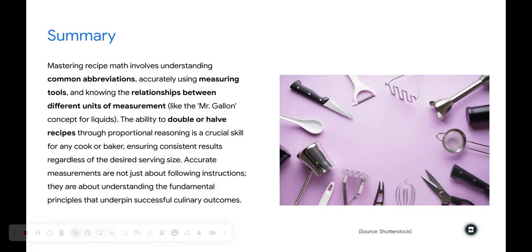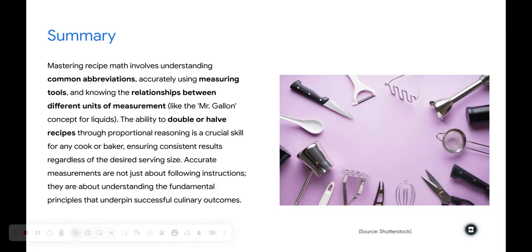So in summary, mastering recipe math involves understanding common abbreviations, accurately using measuring tools, and knowing the relationships between different units of measurement. So always use that Mr. Gallon to get those accurate measurements. The ability to double or halve recipes through proportional reasoning is a crucial skill for any cook or baker, ensuring consistent results regardless of the desired serving size. Accurate measurements are not just about following instructions, they are about understanding the fundamental principles that underpin successful culinary outcomes.